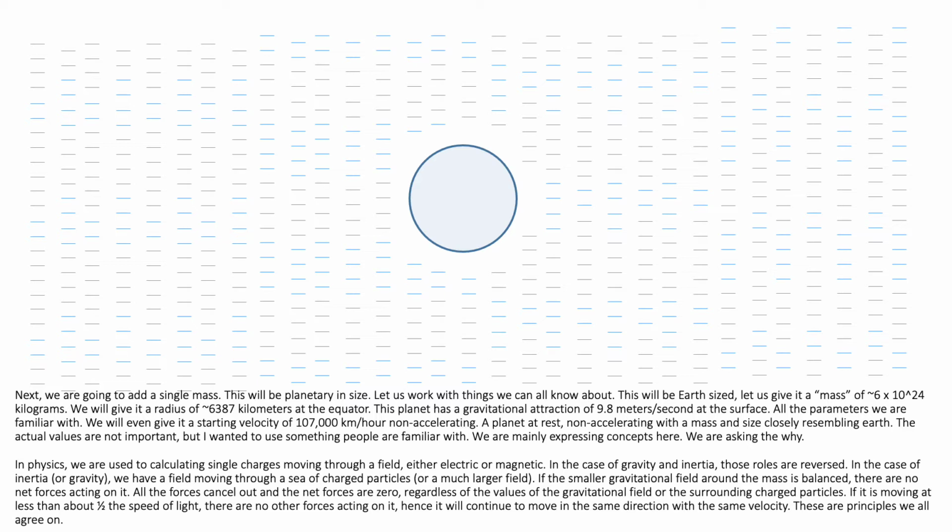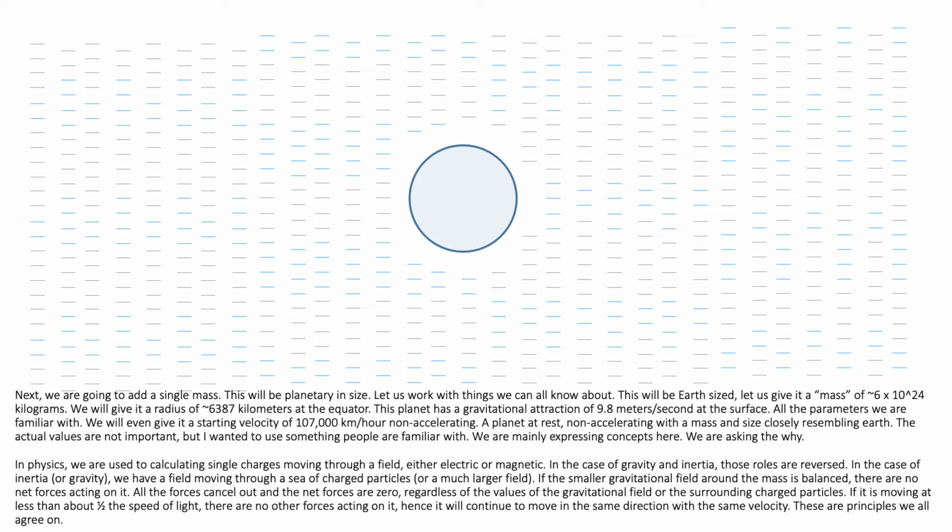A planet at rest, non-accelerating, with a mass and size closely resembling Earth. The actual values are not important, but I wanted to use something people are familiar with. We are mainly expressing concepts here. We are asking the why.